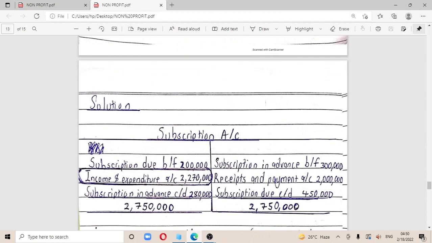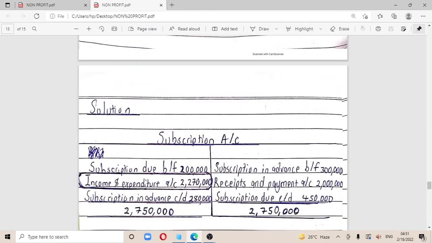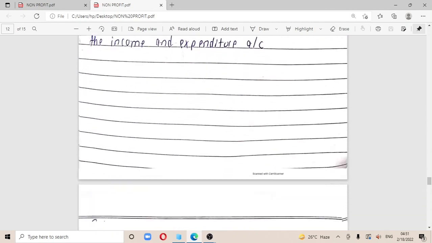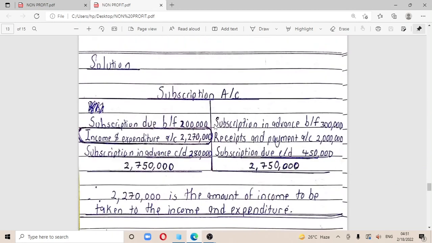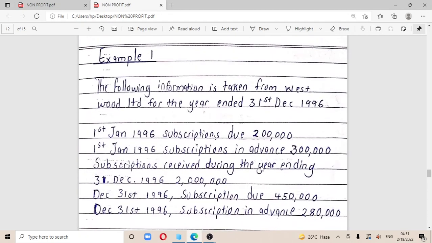So what you do is draft the T account for the subscriptions account, and then you say subscriptions in advance brought forward, that is at the beginning, will be 300,000 from here. You are also having subscriptions due brought forward, which is 200,000, at the beginning. So you can have both of these on the same T account, or you can have one of them depending on what the question has given. Then what else happened? They tell you that subscriptions received during the year were 2 million.